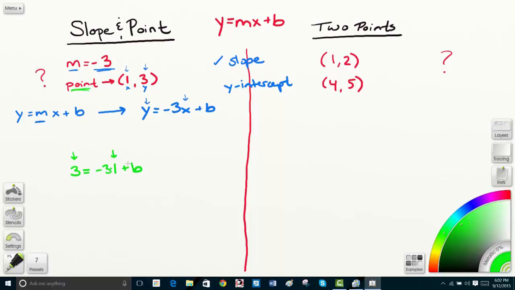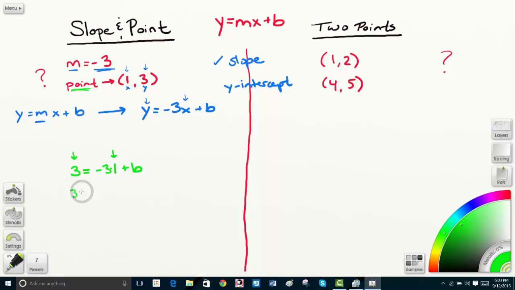Plugging in the xy value, I now have an equation with only one variable. It's b, and b is what we want to know, right? That's what we've been asking. We want to know, what is the y-intercept? Well, can I figure that out now? Yes, just by a simple solving of this equation.